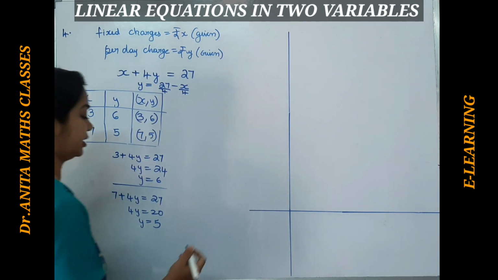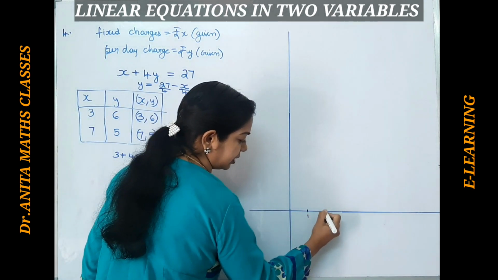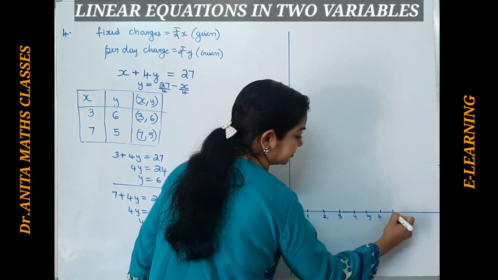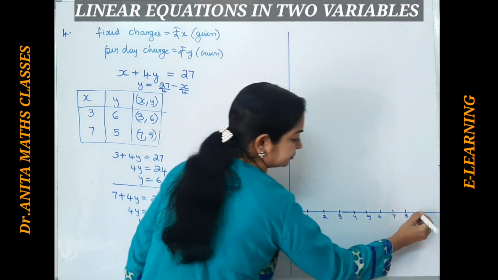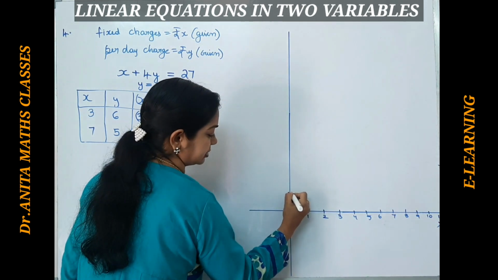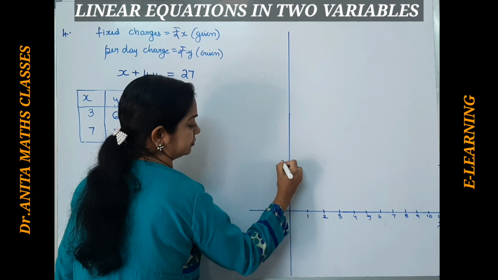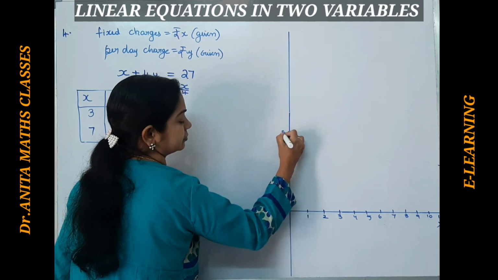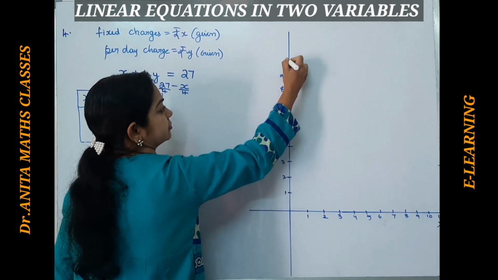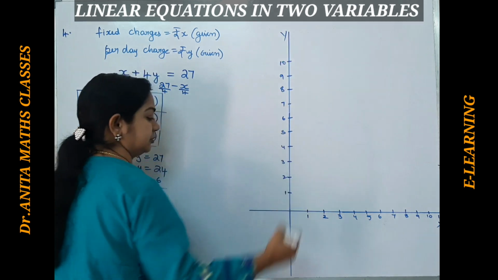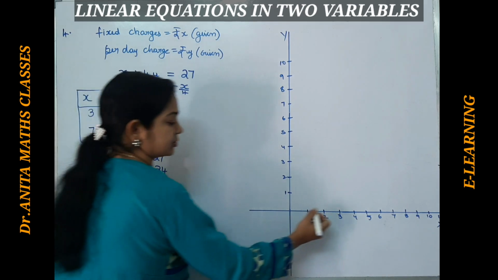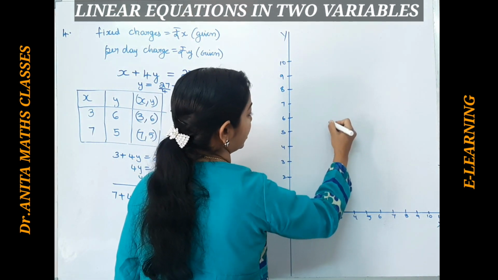Let us plot (3, 6) here. Next 1, 2, 3, 4, 5, 6, up to 11, something like this. We don't have negative values, so let us not take the negative parts. Here (3, 6): 3 on the X and 6 on the Y. So this is the point.